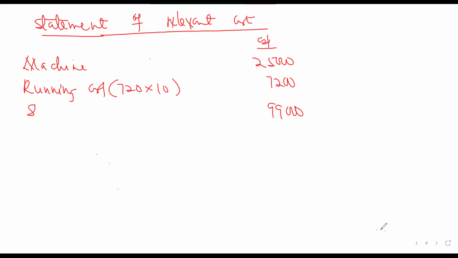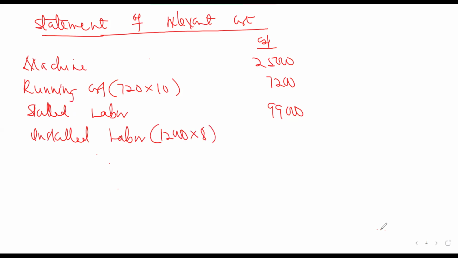So, let me add to the skilled labor here. Unskilled labor will be 12,000 multiplied by 8, isn't it? Okay, how much are we having?